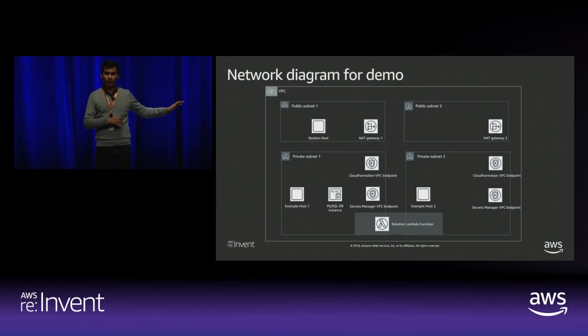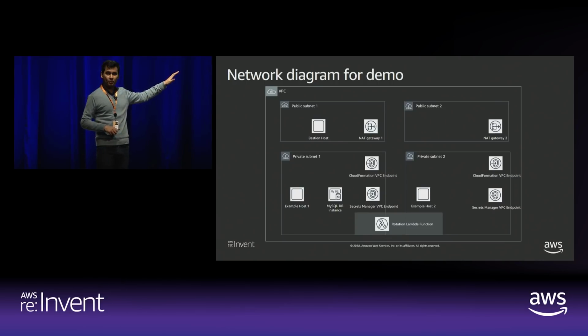So here's what I'm doing in this demo. I am using a CloudFormation template to create this infrastructure. I have public subnets that are accessible through the internet. I host Bastion hosts in these public subnets. I have private subnets where I store my databases, my operational EC2 instances, things like that.